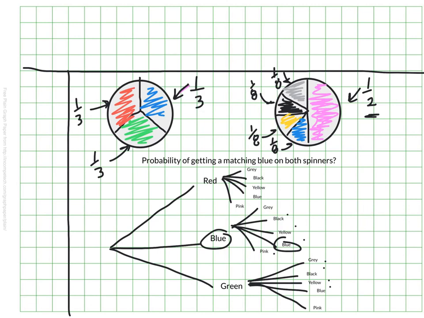So instead, I can think to myself, well, I have a 1/3 chance of getting blue the first time, and then I only have an eighth of a chance of getting blue the second time. So I have 1/3 the first time, and then of that, I have a 1/8 chance of getting it the next time, which means I have a 1 in 24 chance of actually winning this game if I had to get a matching blue. So it's not very likely that that would happen.